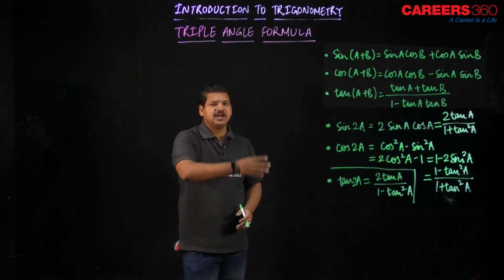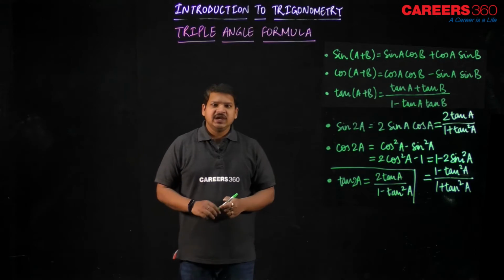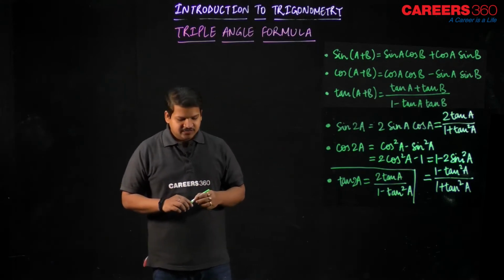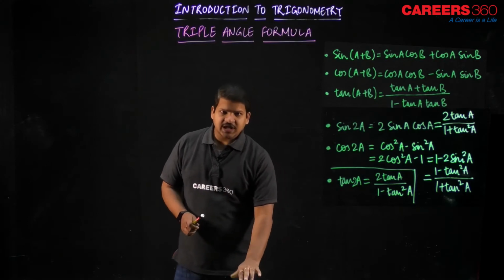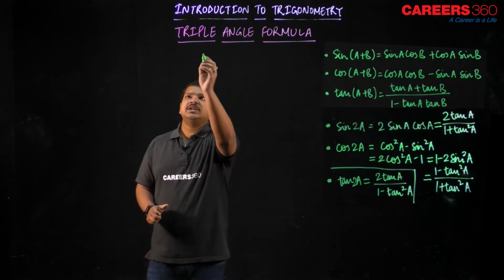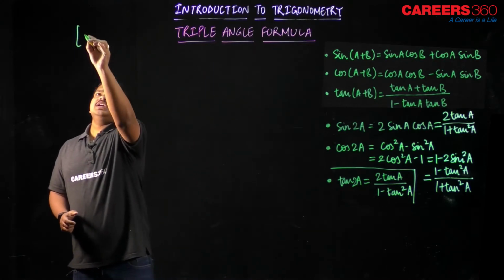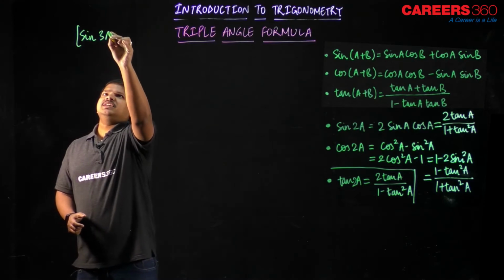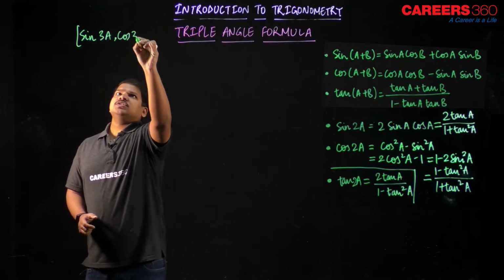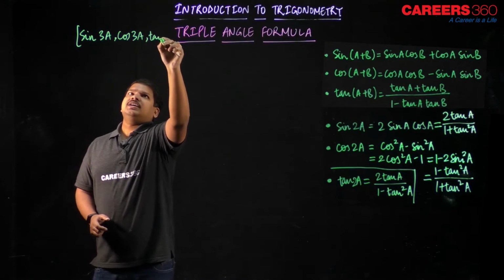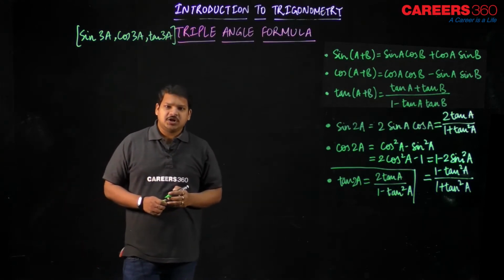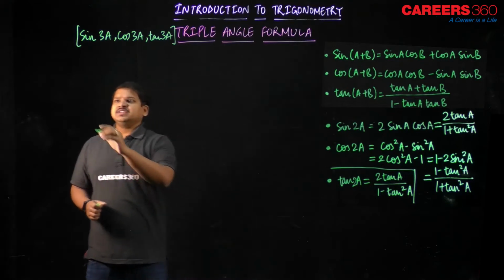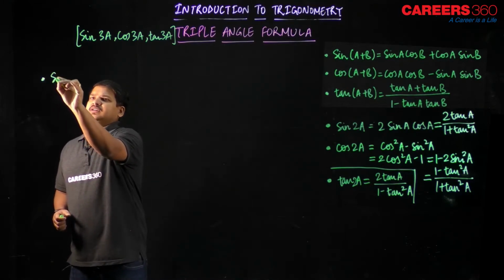These are the things that we learnt in the previous classes, and now our main agenda for this lecture will be to calculate the values of, when I say triple angle, what I mean is sin 3A, cos 3A and tan 3A. These are primarily the triple angle formulas. So let us calculate sin 3A firstly.